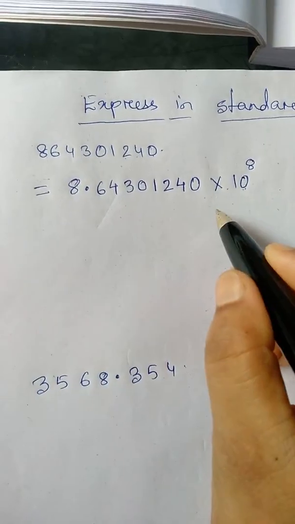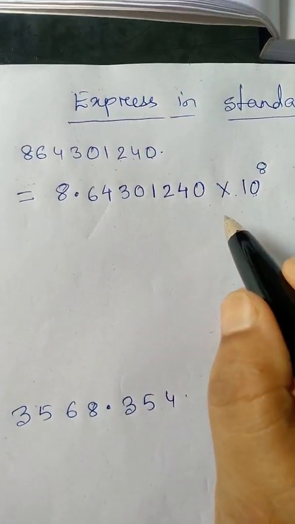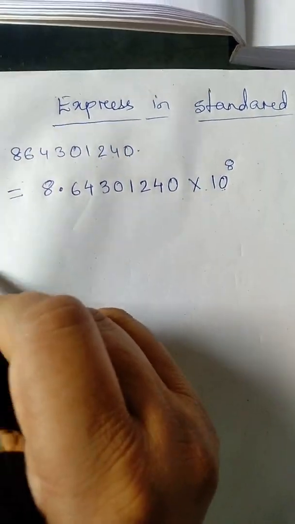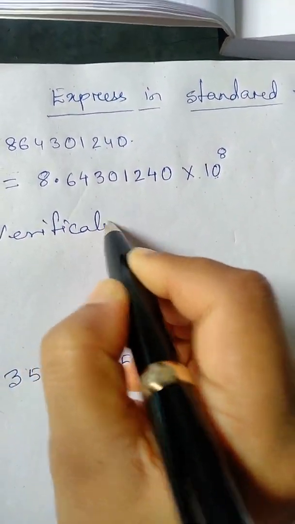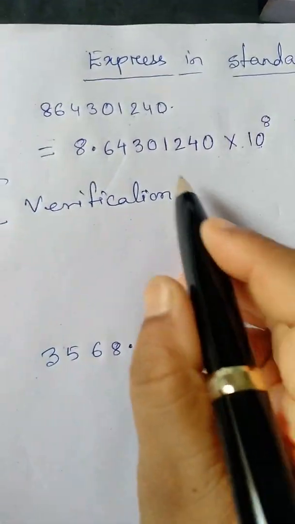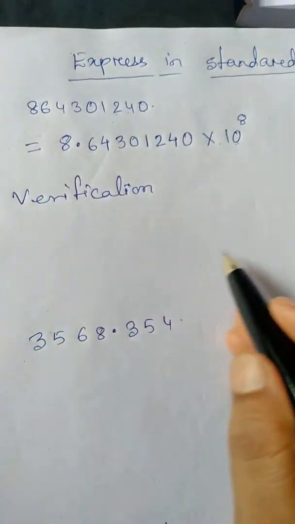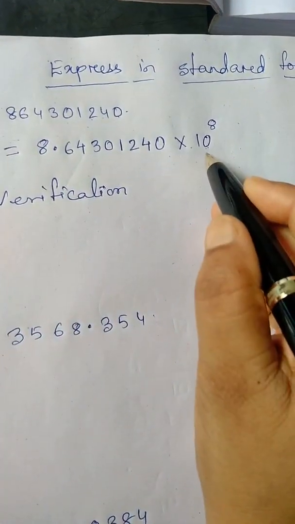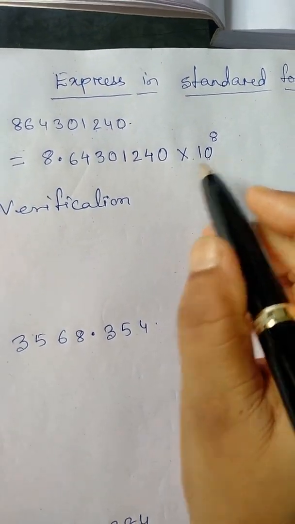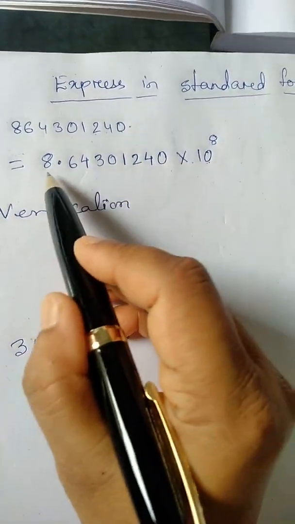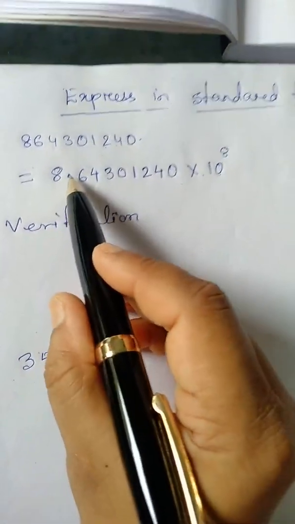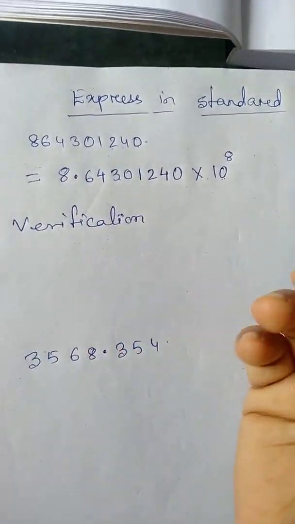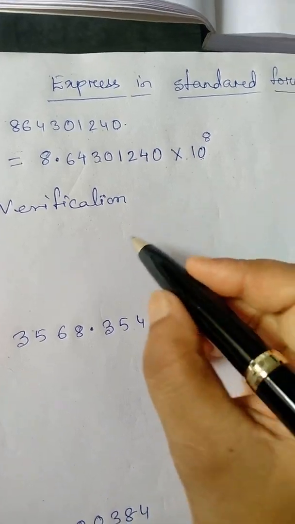Now let us check whether our answer is correct or not. Let us verify it. I am showing you the verification. This part is not necessary in the exam. I just want to explain how it will be 10 to the power 8. Now again, if we convert this into the usual form, how will it be? In the lower classes, for example, what did we do?